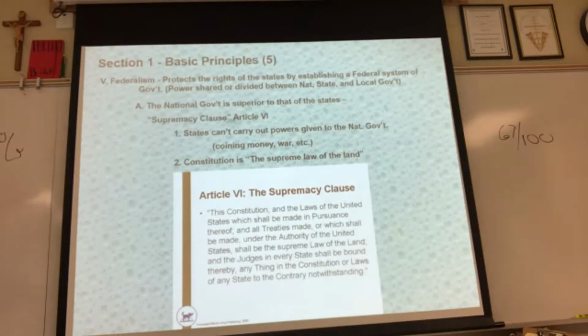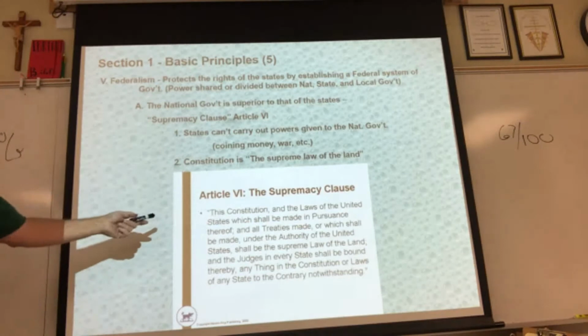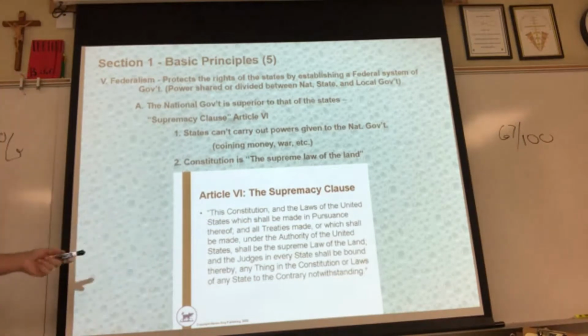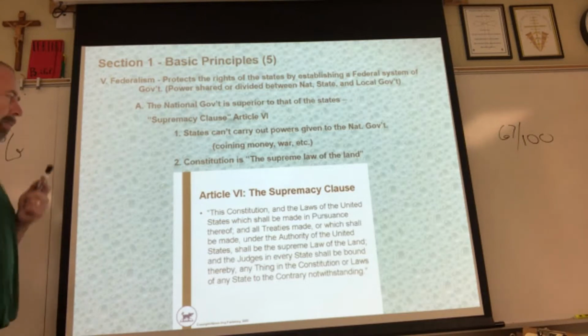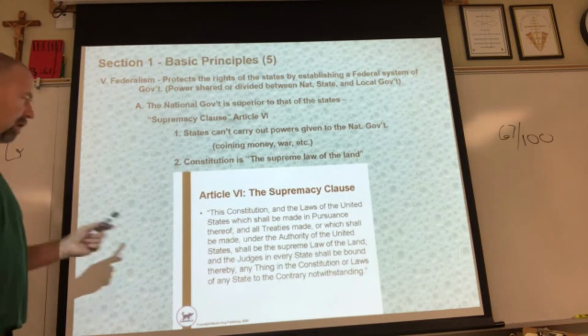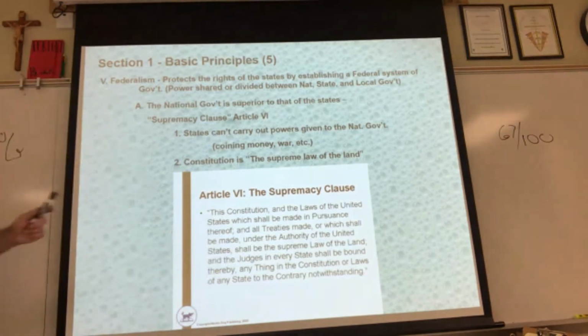Remember the first three articles were the three branches? Okay. Article 6: this Constitution and the laws of the United States made in pursuance thereof, and all treaties made or which shall be made under the authority of the United States, shall be the supreme law of the land. And the judges in every state shall be bound thereby, anything in the Constitution or laws of any state to the contrary notwithstanding. That's why we have lawyers, so we can understand this, right?